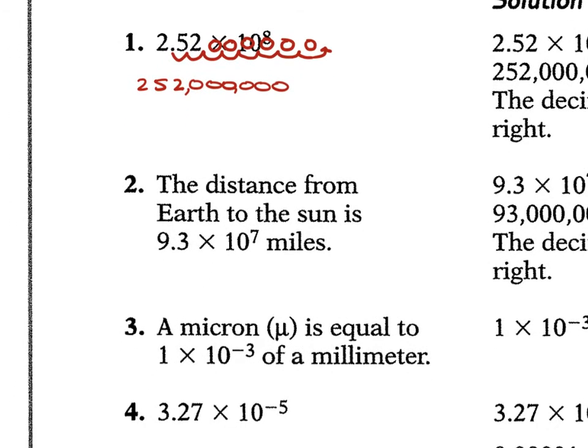For 2, it says the distance from Earth to the Sun is 7.3 times 10 to the 7 miles. So we're going to move that decimal point 7 places to the right. So 9, 3, 1. Sorry, after the 3 would be 1. Then the first 0 is 2, 3, 4, 5, 6, 7. Starting from the right going left, every 3 zeros, put a comma. So this is just going to be 93,000,000.